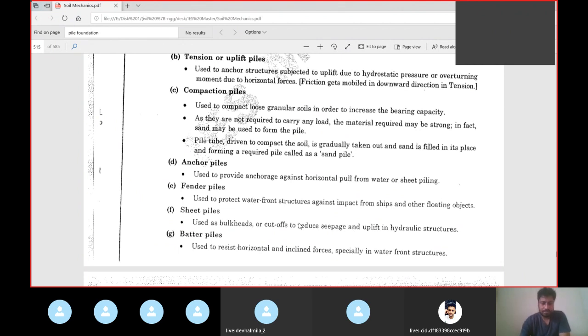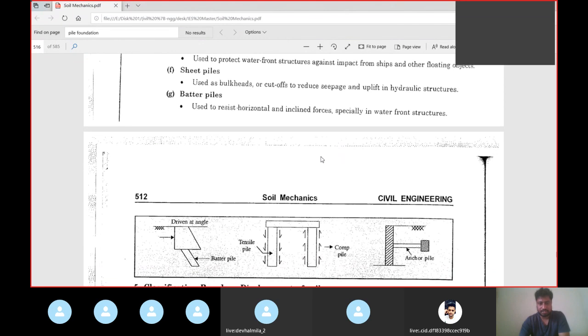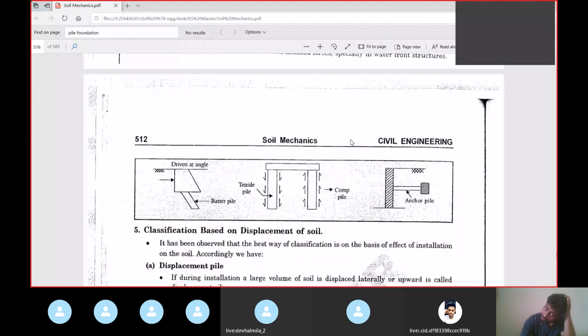Now the batter piles. Batter piles are used to resist horizontal and inclined forces, especially in waterfront structures. Batter piles are basically the inclined ones, not the vertical ones, but they are used to resist the horizontal or any inclined forces, especially in waterfront structures.